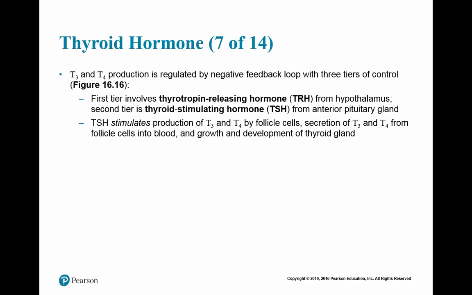We regulate the production of T3 and T4 with negative feedback loops, and there's 3 tiers of control. The hypothalamus will secrete thyrotropin releasing hormone, TRH. That will cause the anterior pituitary to release TSH, thyroid stimulating hormone, and that will cause the production of T3 and T4 by follicle cells in the thyroid gland. And so we secrete the T3 and T4 into the blood, and it affects the growth and development of the thyroid gland.